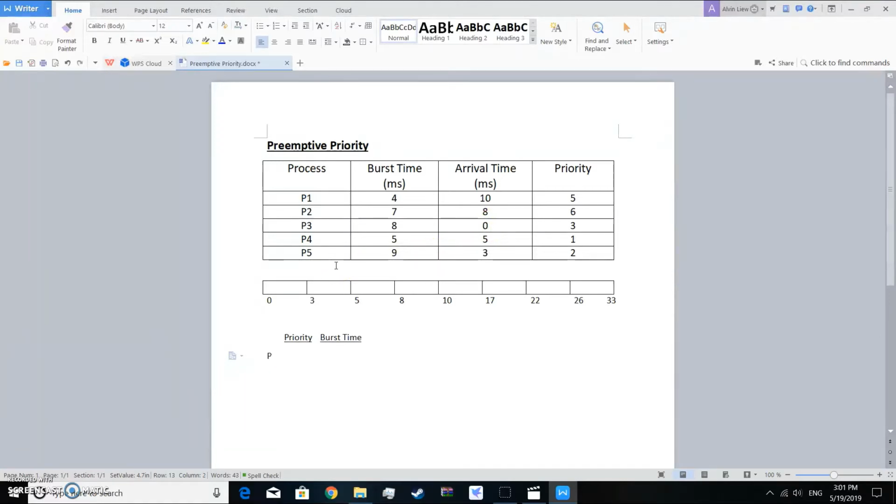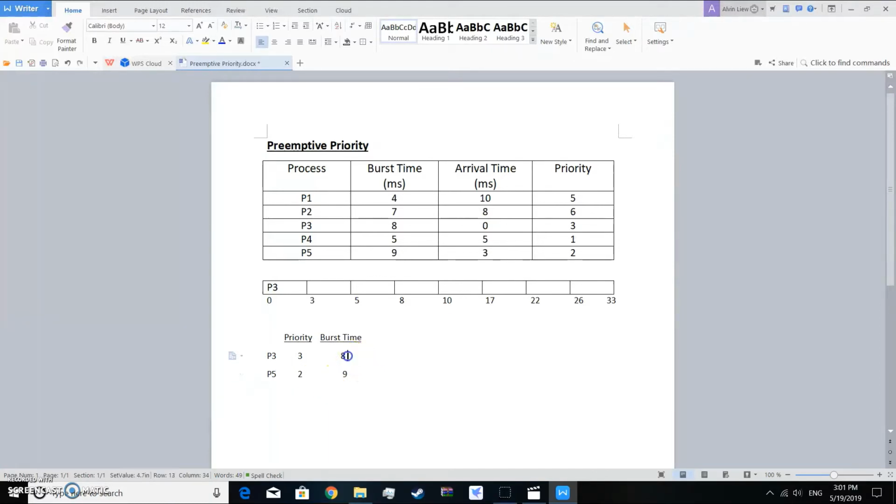So we label here. The priority of P3 is 3 and the burst time is 8. So we put P3 inside the box. When the arrival time is 3, P5 comes in. The priority of P5 is 2, the burst time is 9.